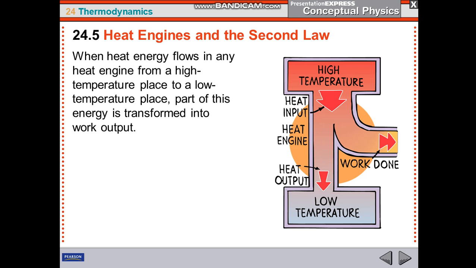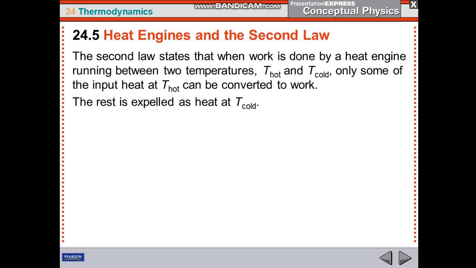When heat energy flows in any heat engine from a high temperature place to a low temperature place, part of this energy is transformed into work output. The second law states that when work is done by a heat engine running between two temperatures, T hot and T cold, only some of the input heat at T hot can be converted to work. The rest is expelled at T cold. So here it's about a high temperature reservoir and a low temperature reservoir.